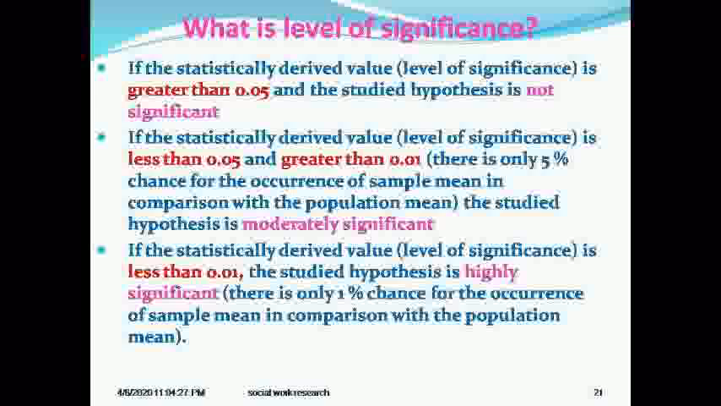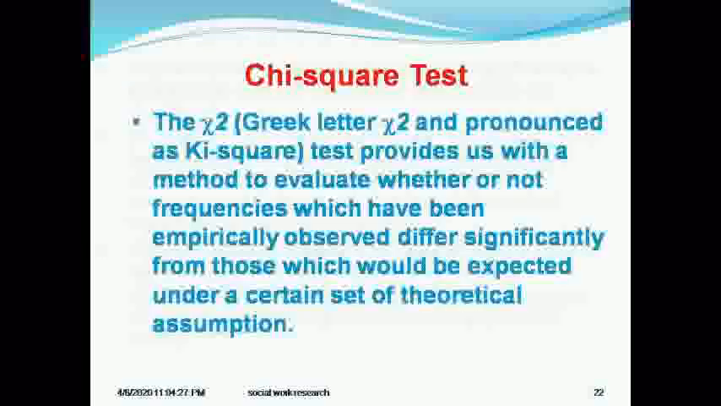If the statistically derived value is less than 0.01, sometimes you find 0.000, which means there is very high significance for the findings. We can accept the hypothesis. There is very high significant relationship between both the variables that are studied.